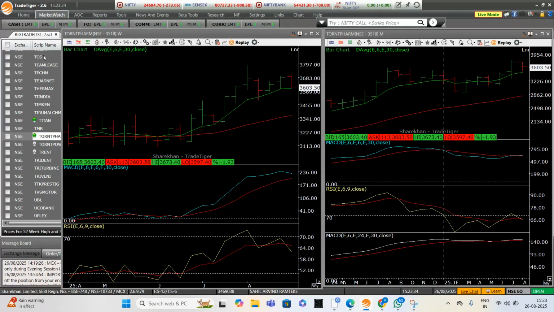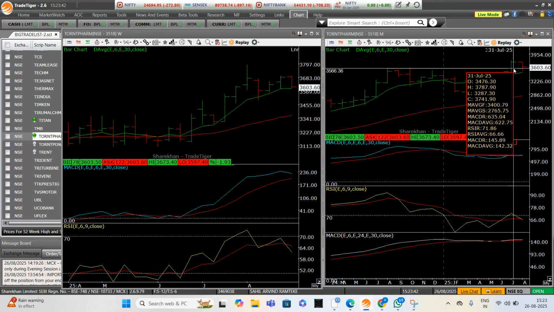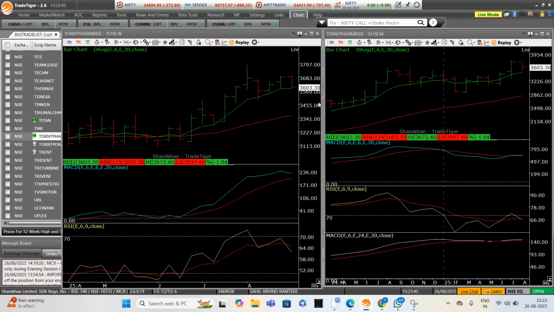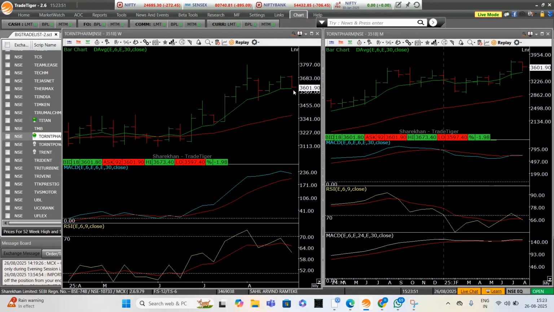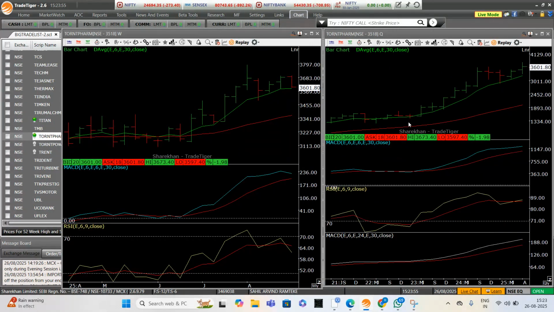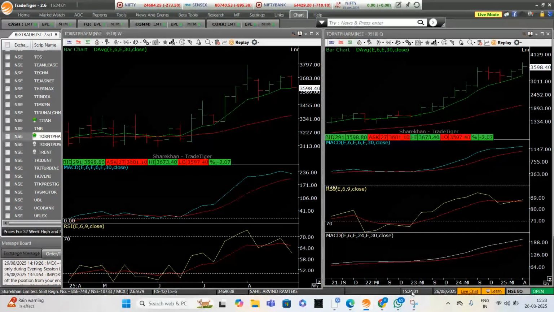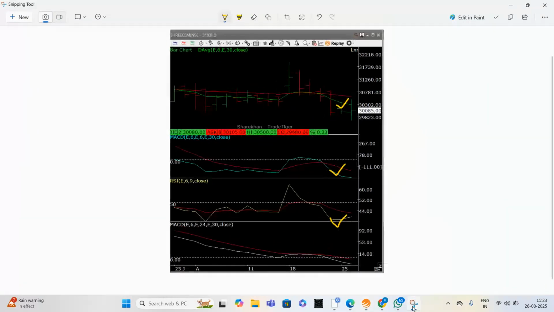For the time being, we'll just take this Torrent Pharma. We can see that in the last month it is bullish, as the MACD is up. Here is where the price came near the weekly support zone, and again today it is coming near the weekly support zone. Now we'll see the quarterly chart. In the quarterly also we can see the MACD is above. So we have to select stocks like this. We are getting very few examples, that is why.